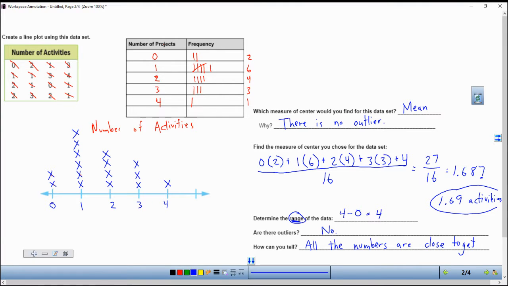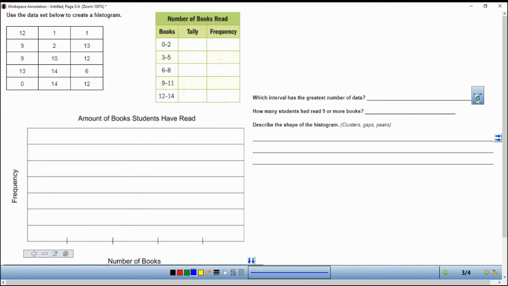Let's talk about a histogram now. So we're going to page 30, and we're going to talk about a histogram on page 30. Again, we don't have a question here, but we do have some data related to books being read. It looks like we have 15 data points. We're going to group those data points in our chart. Then we're going to make our histogram.